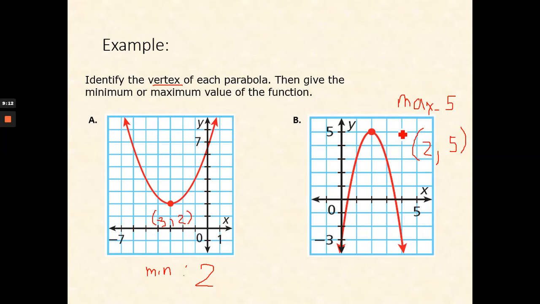Maximum value. So again, when we are talking about maximum value, you are talking about the value of your y, or the y coordinates. Okay?